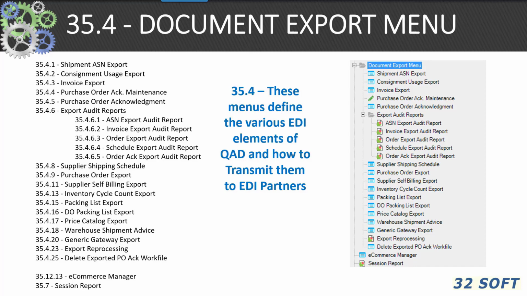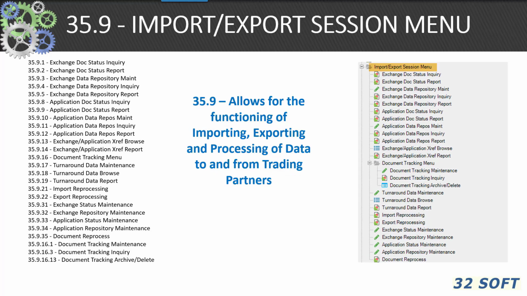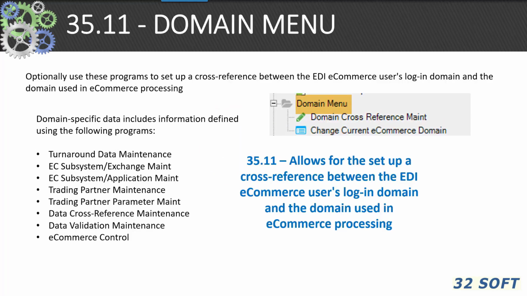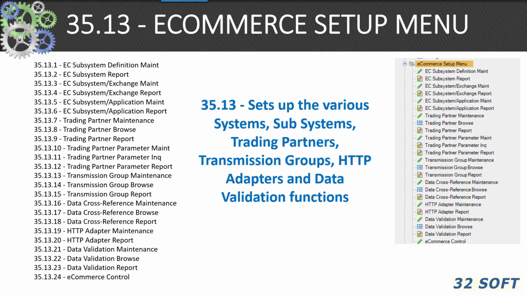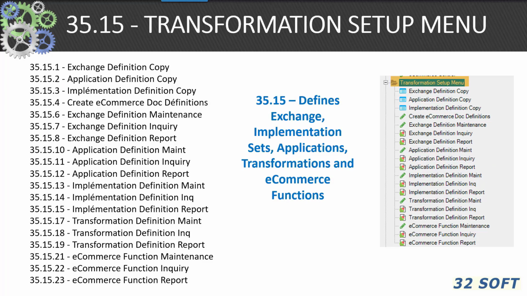First, we've got the 35.4. These menus define the various EDI elements of QAD and how to transmit them. 35.9 allows for the function of importing, exporting, and processing. 35.11 allows you to set up a user's domain with an EDI domain. 35.13 sets various system, subsystem, trading partner, validation functions.